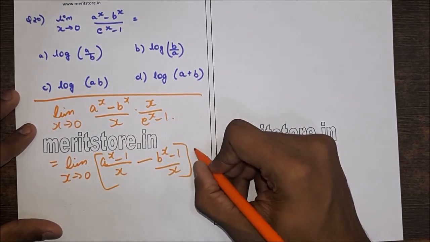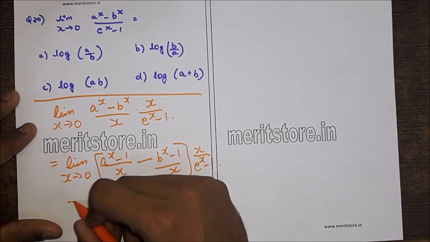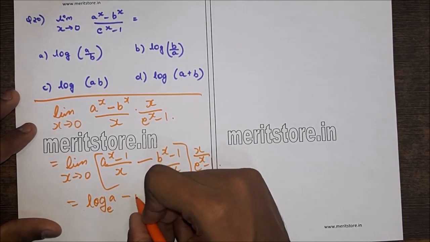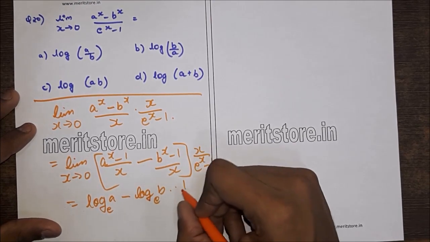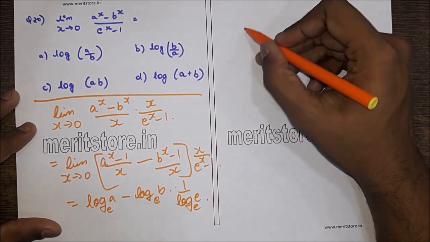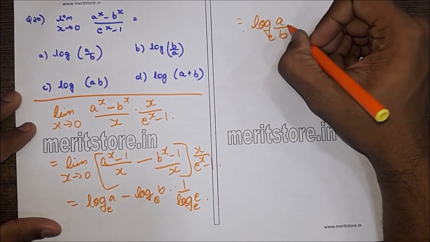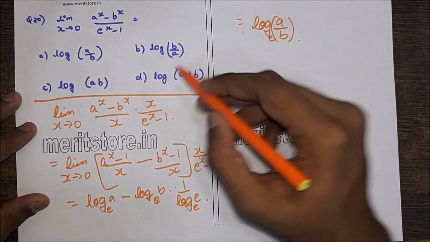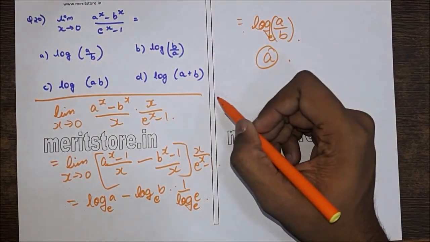This into x by e raised to x minus 1, which is nothing but log of a to the base e minus log of b to the base e into 1 by log of e to the base e, which is nothing but log of a by b to the base e, which is option A.